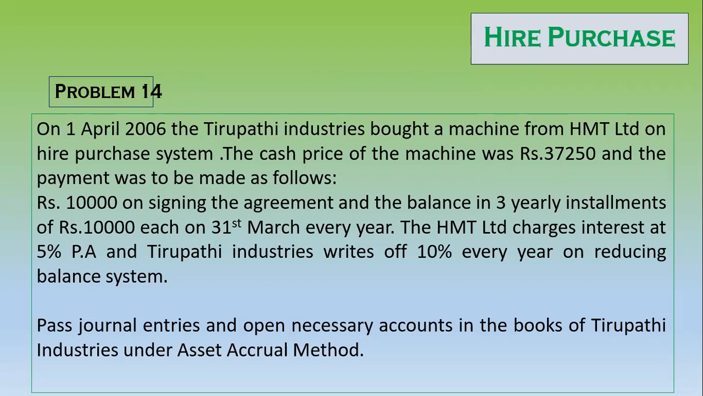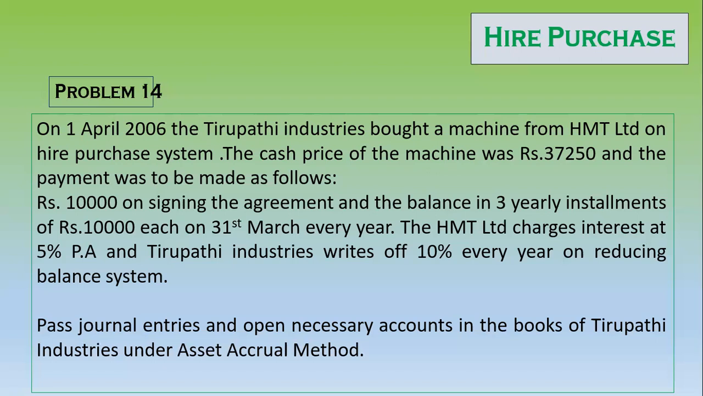Rupees 10,000 on signing the agreement and the balance in 3 yearly installments of rupees 10,000 each on 31st March every year. So here the cash price of the machine is 37,250, down payment is 10,000 and 3 yearly installments of rupees 10,000 each. Now the HMT Limited charges interest at 5% per annum and Tirupati Industries writes off 10% every year on reducing balance system, that is depreciation.